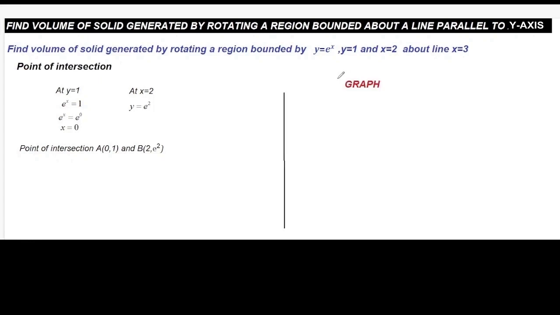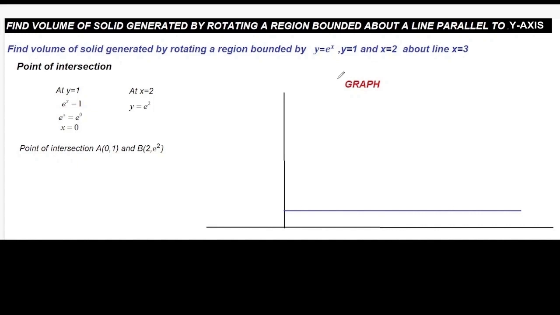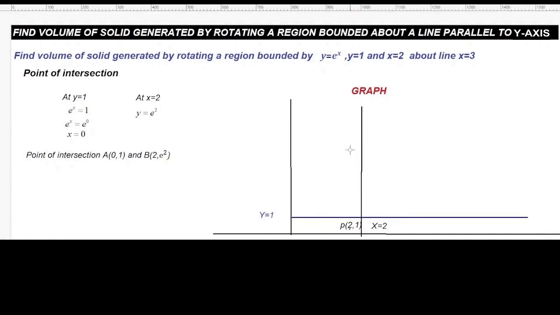Start with the y-axis and x-axis, and we are going to draw the line y is equal to 1, which is parallel to the x-axis, and now x is equal to 2, which will be parallel to the y-axis. So this is the point of intersection between the two lines at x is equal to 2 and y is equal to 1. We can consider this point as 2, 1. Here we are going to draw the curve y is equal to e to the power x.